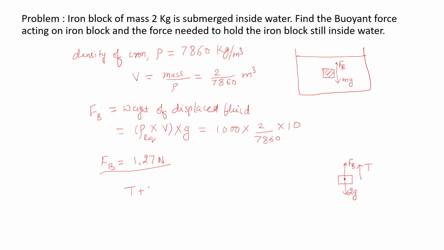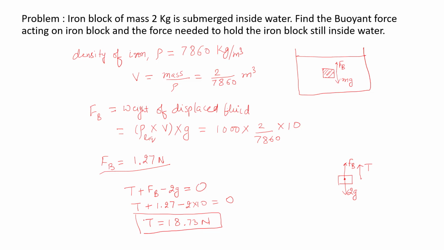So T plus Fb minus 2g, because 2g is acting in the downward direction, so we have a negative sign here, is equal to 0. So T plus Fb, which has a value of 1.27, minus 2g, which is 2 into 10, is equal to 0. And for solving, I get T is equal to 18.73 newtons. So the force that is needed to hold this block stationary is 18.73 newtons.